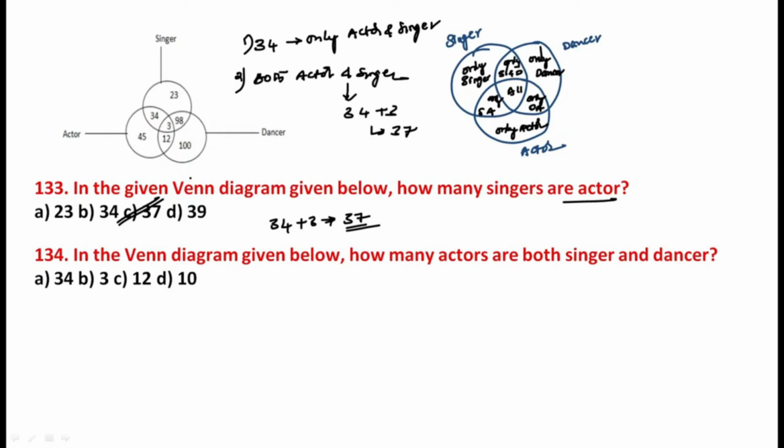Only actors and singers are 34. But both actors and singers is the representation for 37. There is a huge difference between the two terms. So next one, how many actors are both singers and dancers? Guys, we require how many actors are both singers and dancers, which means we require the common portion. The common portion is this representation. We require all together. That is the meaning, guys.